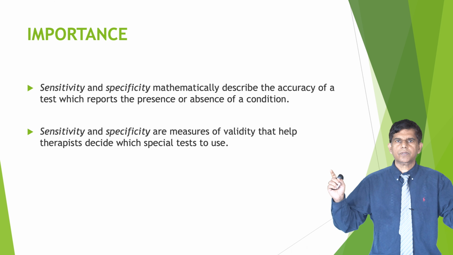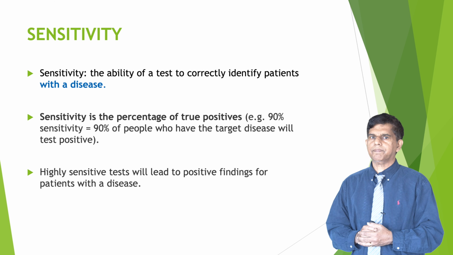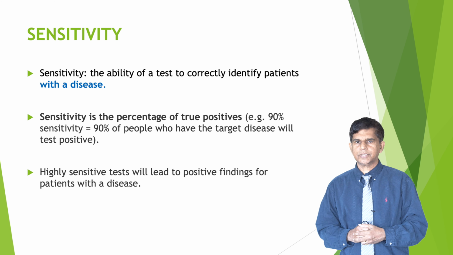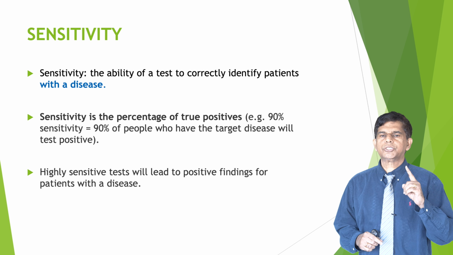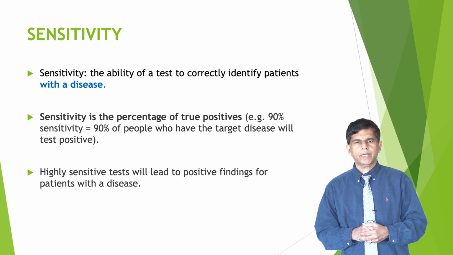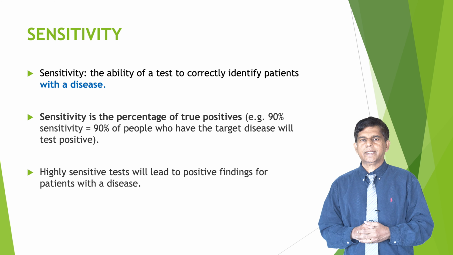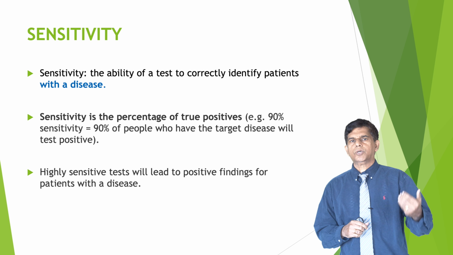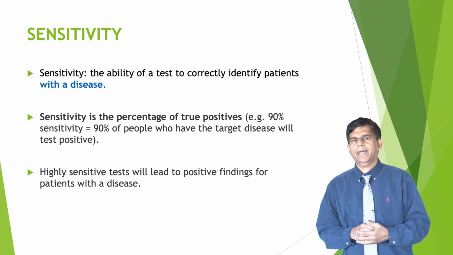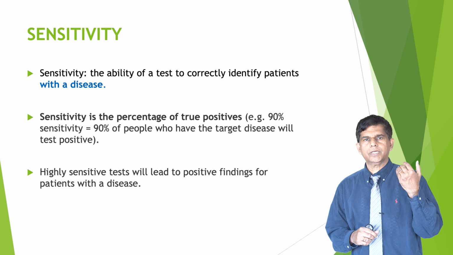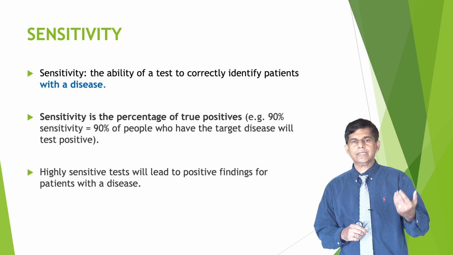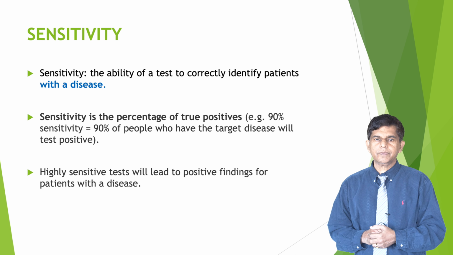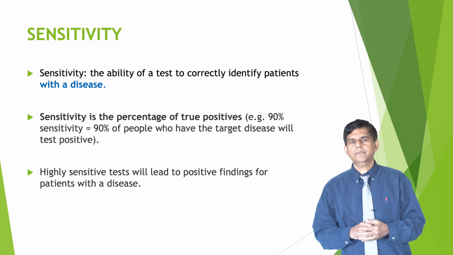Now let's go into sensitivity. What is sensitivity? It's the ability of a test to correctly identify those with the disease. Sensitivity is the percentage of true positives. Let's say we have a test with 99% sensitivity. That means if you order that test and it comes back negative, you can pretty much completely say that person doesn't have the disease. So sensitivity is the percentage of true positives.